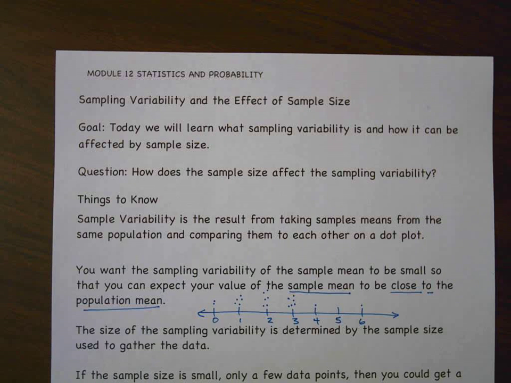Okay? So going back to our question, how does the sample size affect the sampling variability? I would say that the sample size greatly affects the sampling variability, because if you have too small of a sample size, then you won't get a true picture of what your population is. Whereas if you have a large sample size, then it will be able to truly represent them, and then you can figure out what your variability would be. You want your variability to be low, not high.